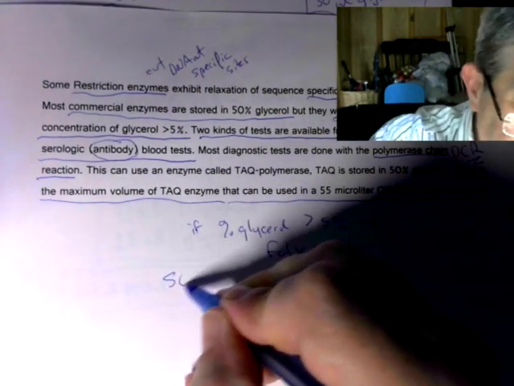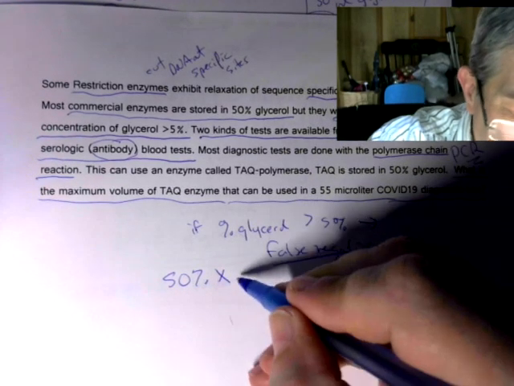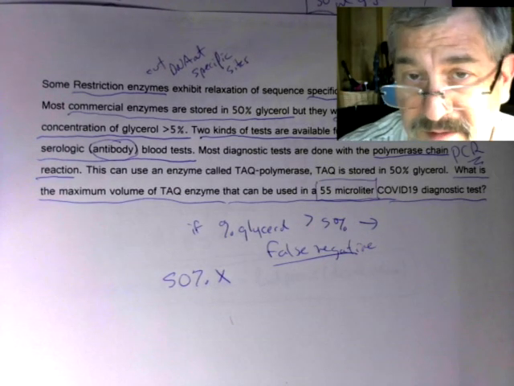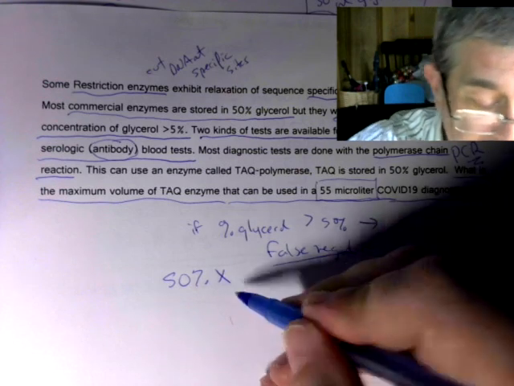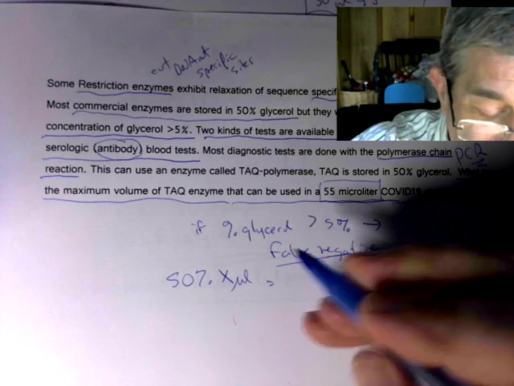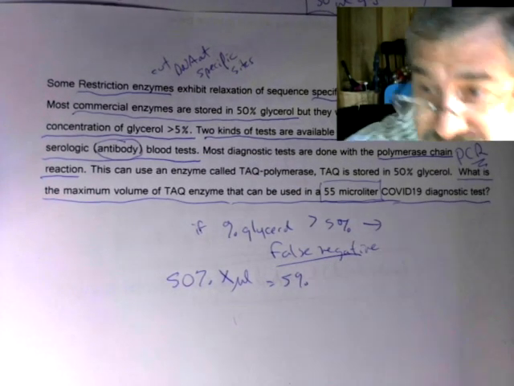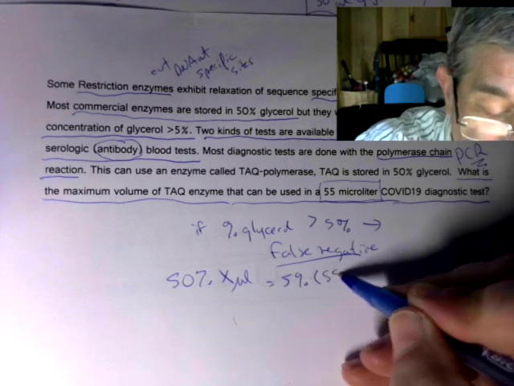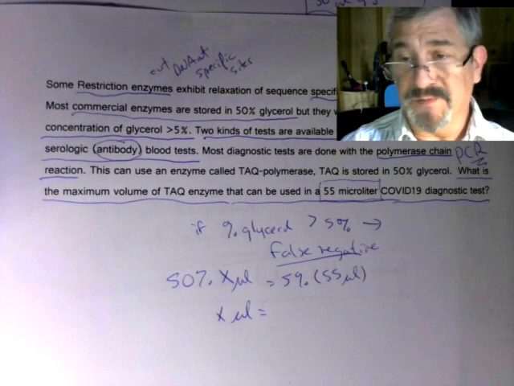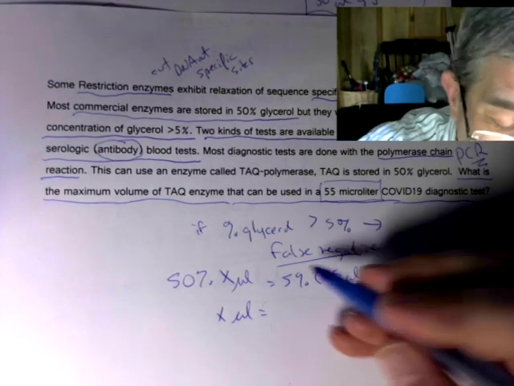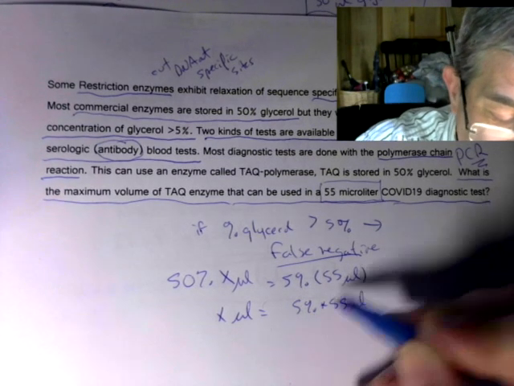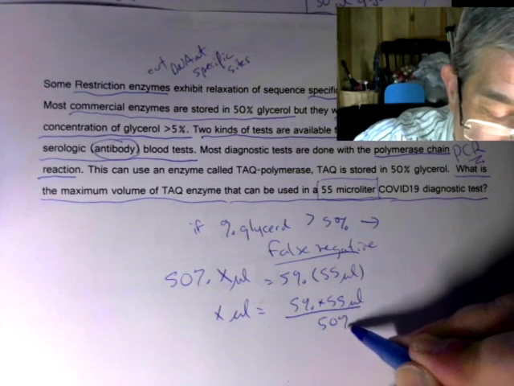Okay, so we have basically 50%. We're going for a 55 microliter reaction, and microliters are represented with the symbol mu and L. So what's the maximum amount? We have 5% glycerol as the maximum percentage, and that's going to be in 55 microliters. So the maximum number of microliters we can use before we mess up the test is 5% times 55 microliters divided by 50%.